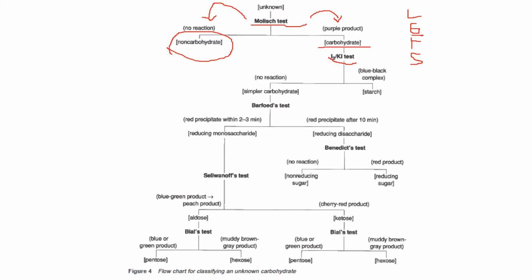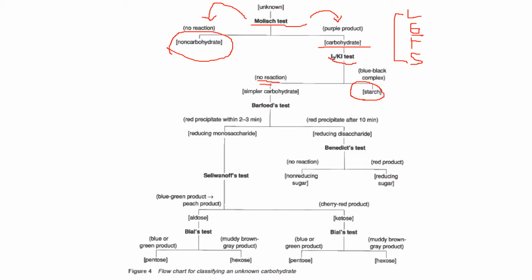But if what we have is a starch, then our result will be the formation of a blue-black complex, and that will confirm that a starch is present. If our unknown is any of these four, then there will be no reaction. That means that what we have is a simple carbohydrate. It can either be a monosaccharide or a disaccharide.